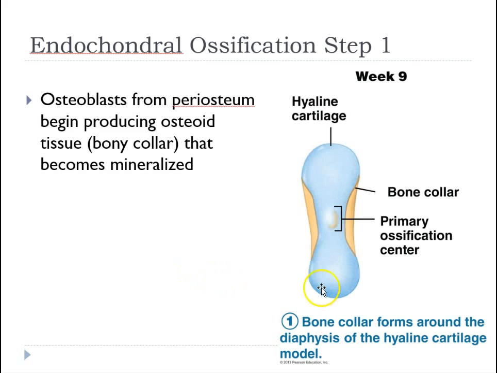So this is week 9. You can see that we have that hyaline cartilage. We're going to start to make this sort of outer layer of that periosteum. It's going to make a sort of collar, and we have this bone collar that's going to give the bones some sort of shape and structure. That's going to be step 1.